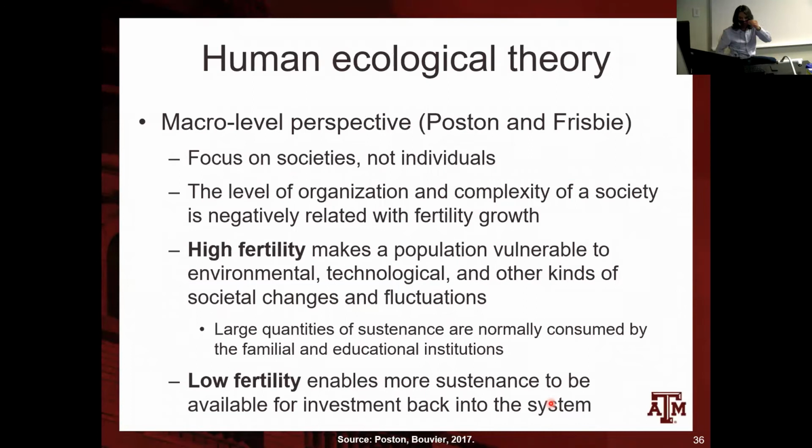The human ecological theory doesn't look specifically at the individual reasons of why people decide to have more or fewer children. It looks at the society as a whole, at the macro level. It's a macro level perspective. So Dudley Poston, who retired from here, and Parker Frisbee, who was a professor at UT Austin, developed or wrote some studies about the human ecological theory applied to fertility.